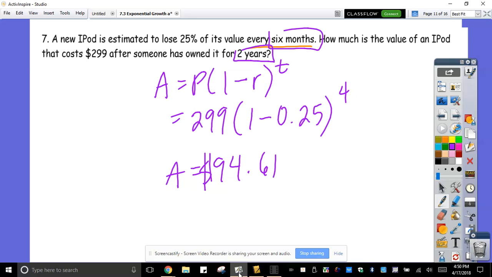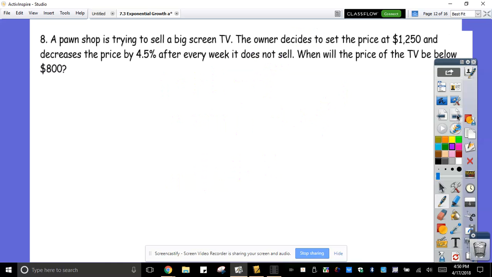All right, we're continuing the review for worksheet 7.7. So number 8, a pawn shop is trying to sell a big screen TV. The owner decided to set the price for $1,250 and decreases the price by 4.5% after every week. If it does not sell, when will the price of the TV be below 800?